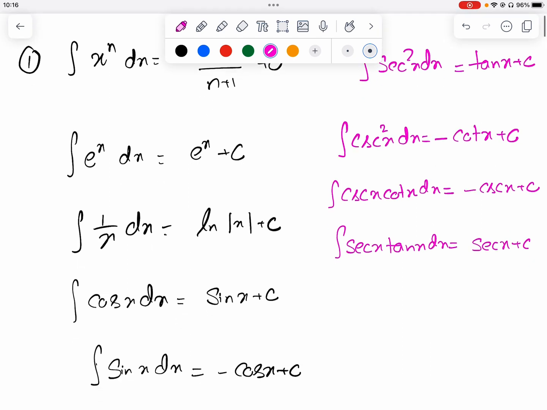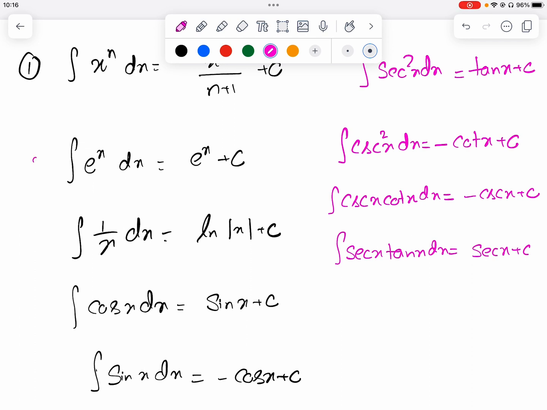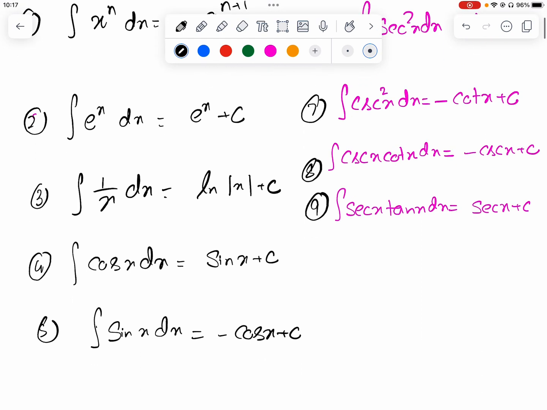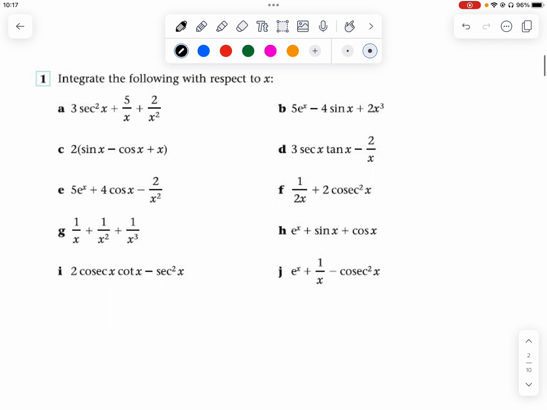So these are the total standard formulas we need to memorize: 1, 2, 3, 4, 5, 6, 7, 8 and 9. These 9 formulae you need to memorize to solve the questions based on these formulas in the next exercise. So let us start solving the questions based on these standard 9 formulas.